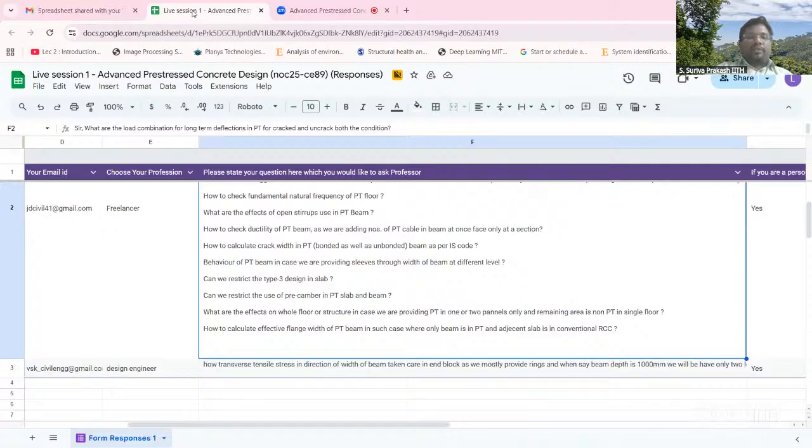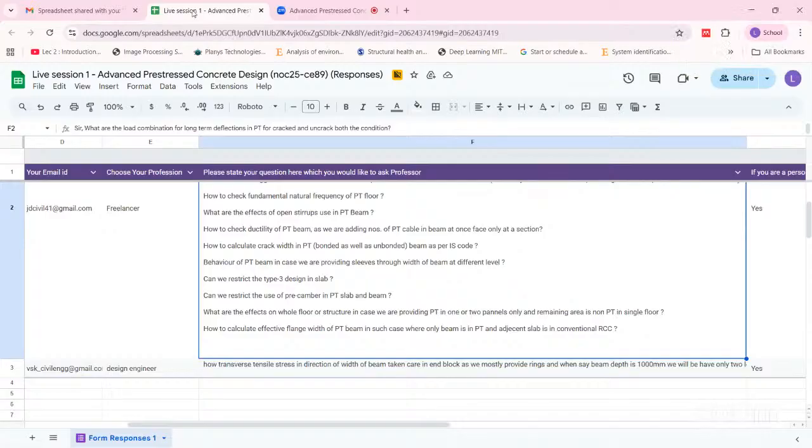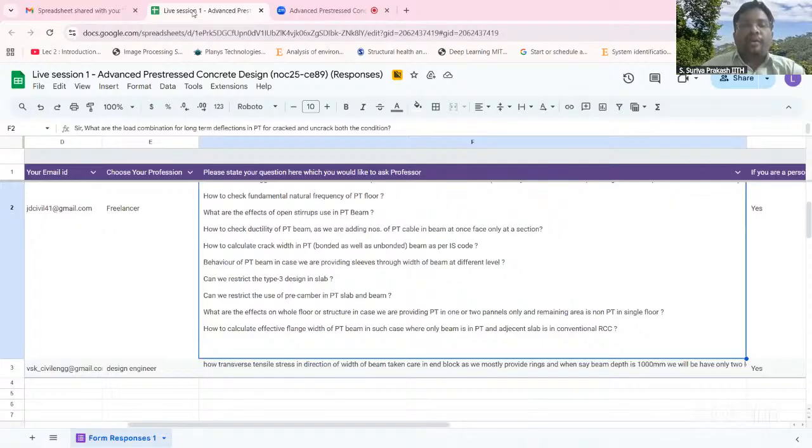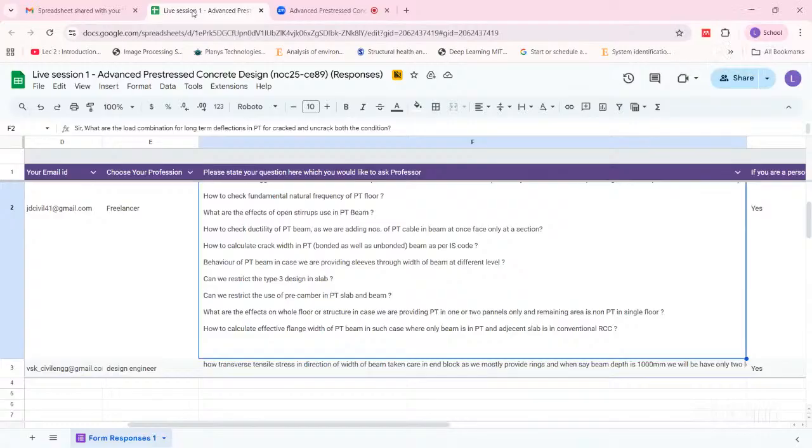Okay, the next one is the behavior of a PT beam where we are providing sleeves through the width of the beam at different levels. Can you just explain this? I didn't understand. Sleeve means what are you talking about? Sleeves means, suppose we are passing some firefighting lines through the beam. What happens is pre-compression is acting on this sleeve, and it may change the behavior at different sections due to axial pre-compression.